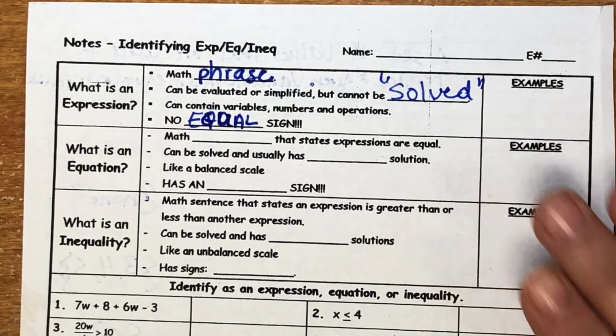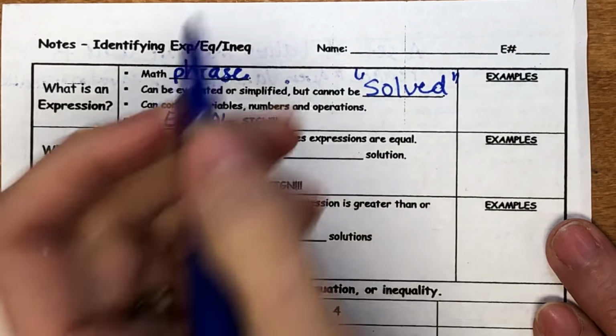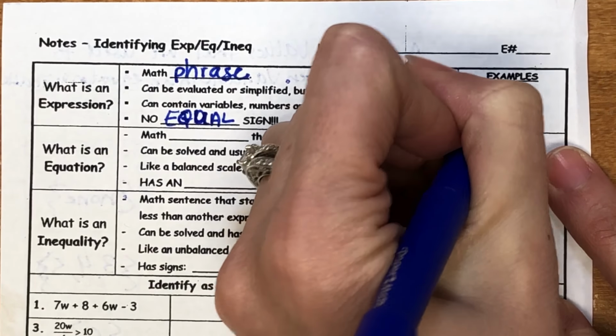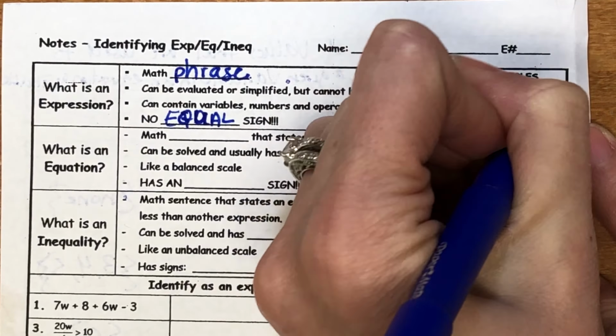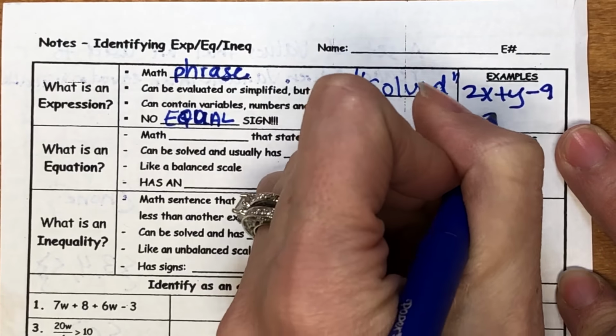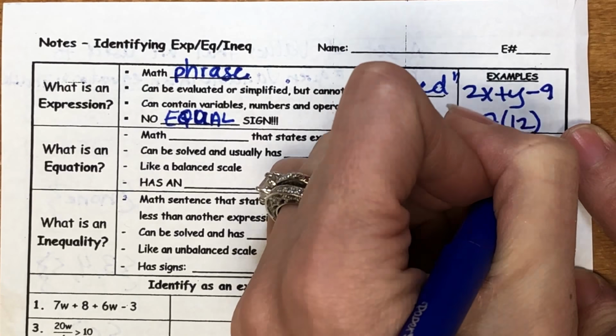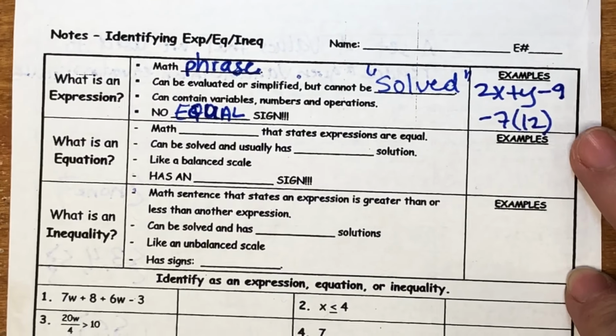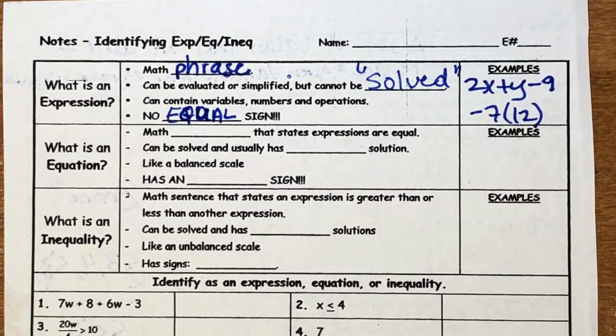Okay. Some examples are 2x plus y minus 9 or negative 7 times 12. Those are expressions. Again, expressions do not have any equal sign. They're just phrases and they cannot be solved.